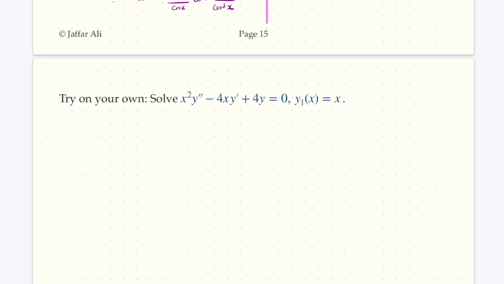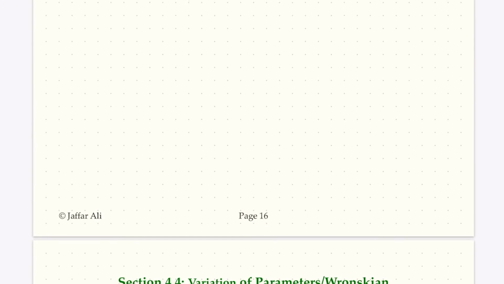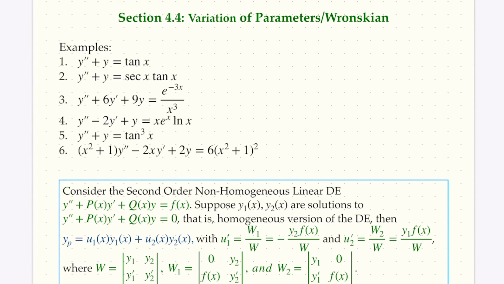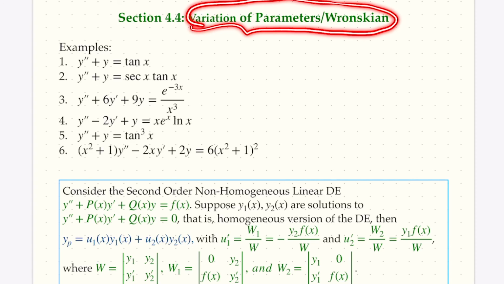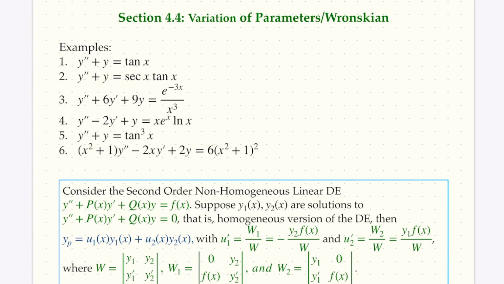All right, let's stop it right here. In the next video, we'll take a look at how to solve problems of similar type. There's an easier method of finding the yp's. This method only works for finding yp's, but we'll see how to use the variation of parameters, also known as Wronskians, to figure out the yp's.